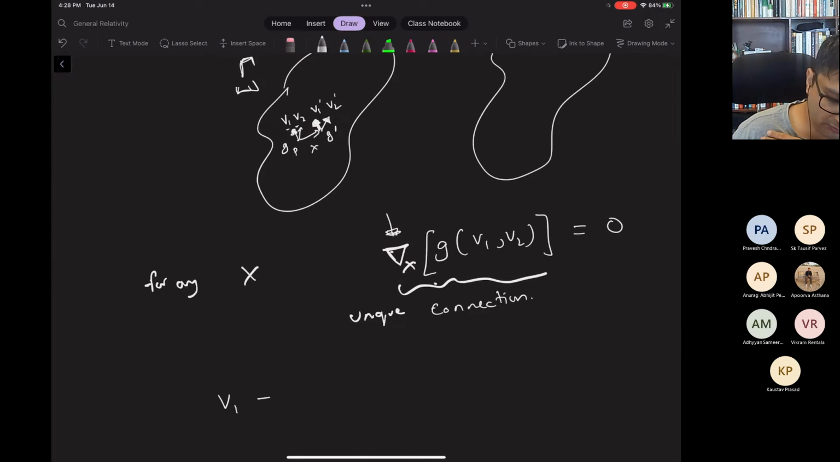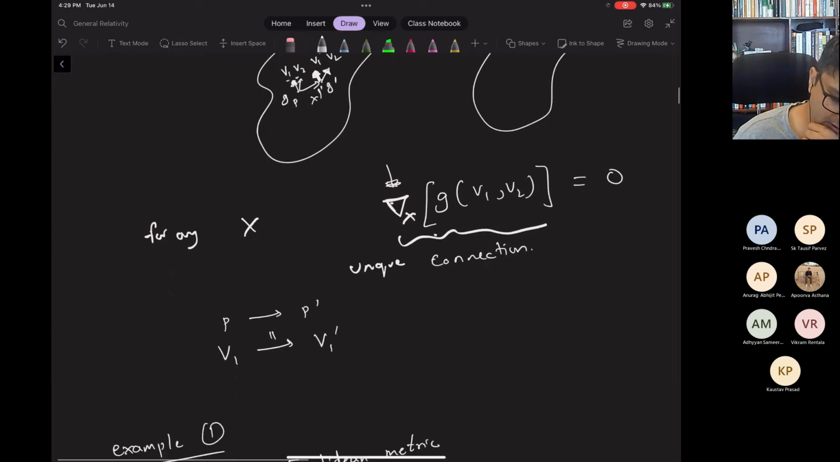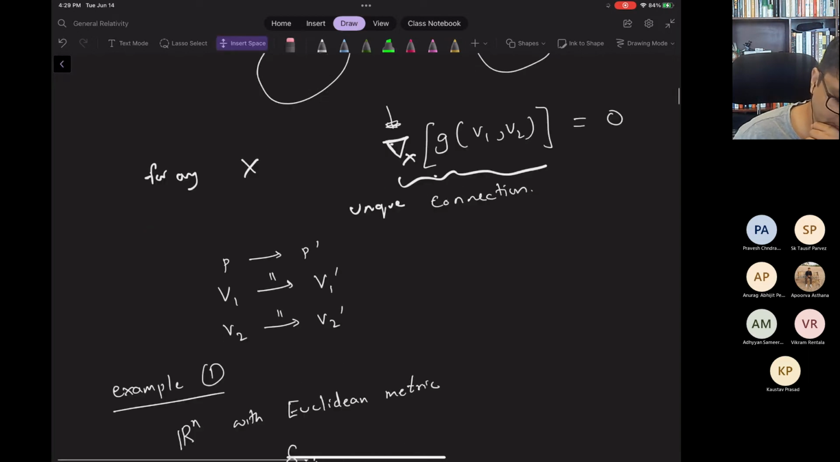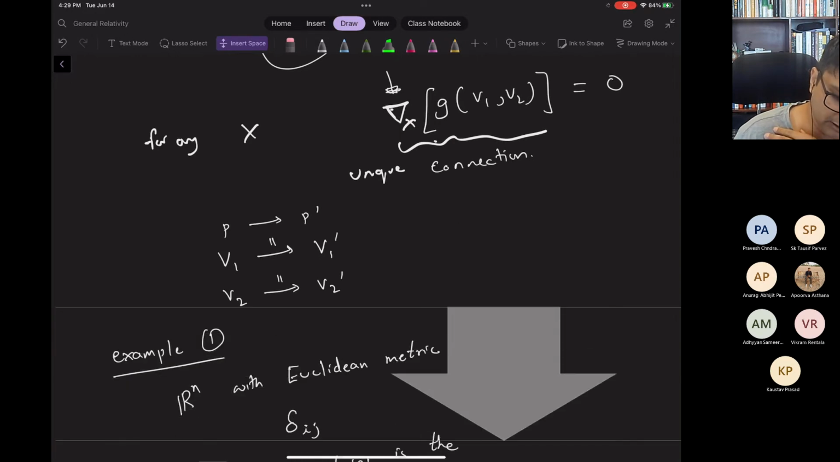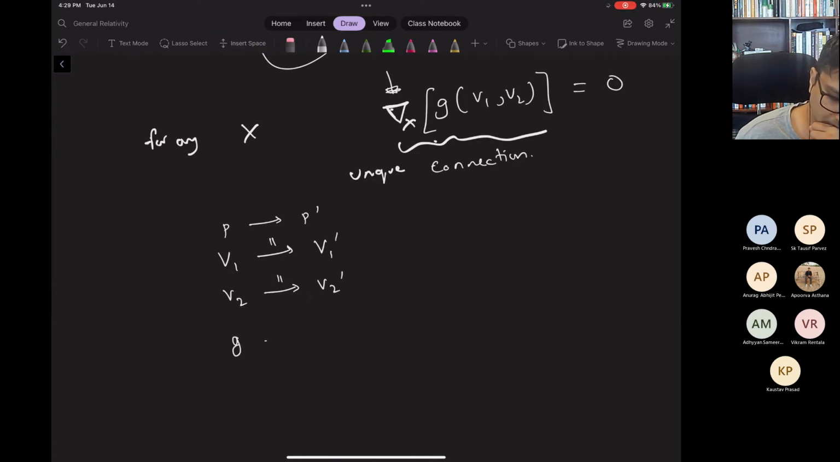we parallelly transport V1 to the point P prime. So we go from P to P prime. We parallelly transport V1, using parallel transport, to V1 prime. And we parallelly transport V2, again using parallel transport, to V2 prime. And we parallelly transport the metric to G prime. And then the claim is that this inner product is the same as this inner product.